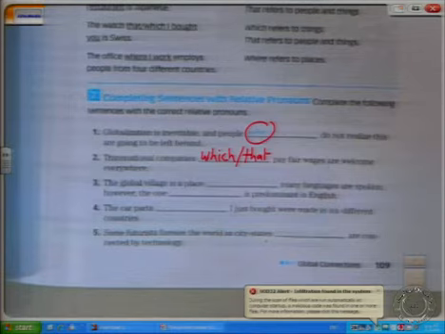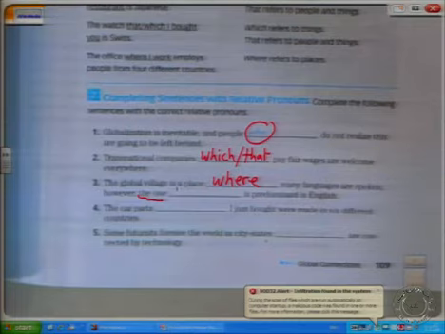Number 3, the global village is a place. So, place. What do we use with place? We use the pronoun where. So here we have to write where. The global village is a place where many languages are spoken. However, the one is predominant English. The one here refers to language. The one which is predominant is English. The one that is predominant is English.